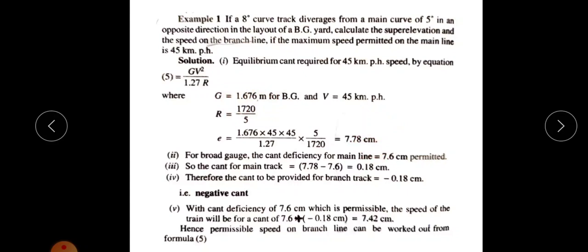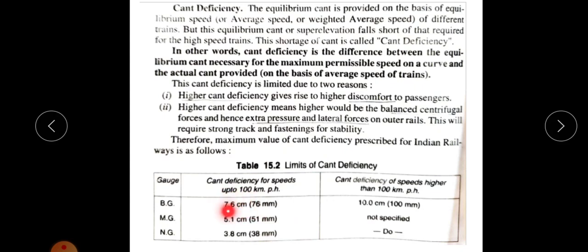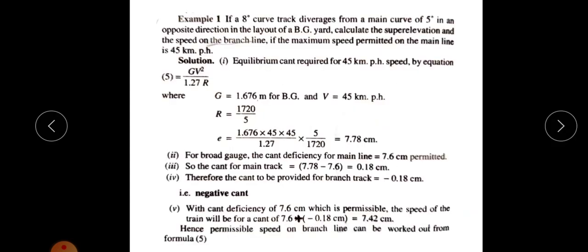Then next, second step. What is the second step? In the second step, we have to find out the permissible Kant efficiency for that track. That is the Kant efficiency for broad gauge from the table. From the table, Kant efficiency for broad gauge is 7.6 centimeter. So in the second step, you write: for broad gauge, the permitted Kant efficiency for the main line is equal to 7.6 centimeters.